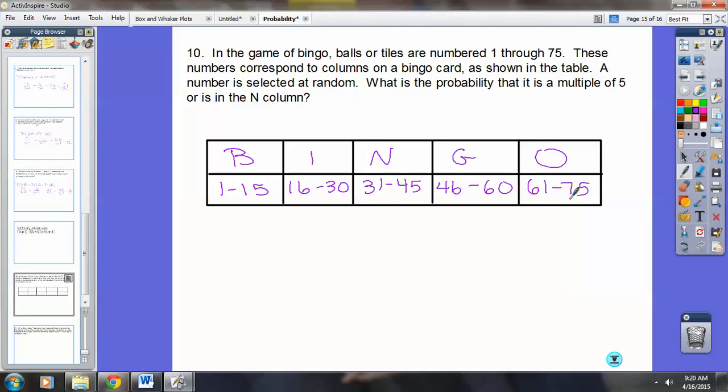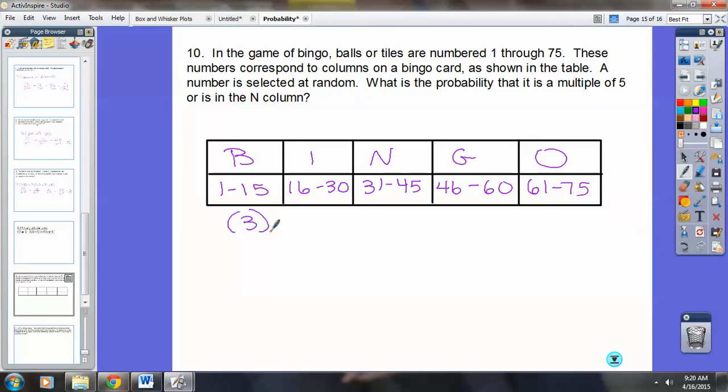So it says, what is the probability that a number is a multiple of 5 or in the N column? What do I mean by multiple of 5? Like 5, 10, 15, 20, 25, etc. Let's look at the B column. In the B column, how many multiples of 5 do we have? 3. What numbers? 5, 10, and 15. There's 3 there.